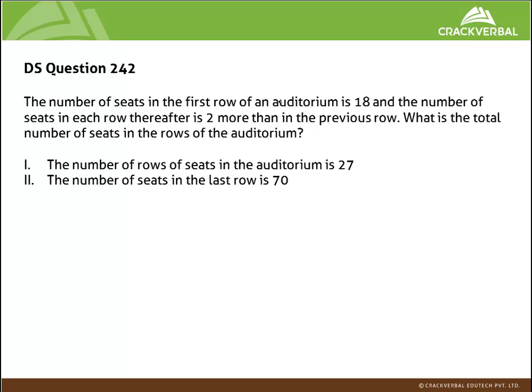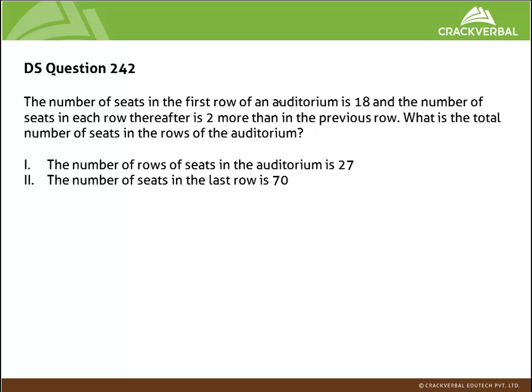Data sufficiency, question 242. The number of seats in the first row of an auditorium is 18, and the number of seats in each row thereafter is 2 more than in the previous row. What is the total number of seats in the rows of the auditorium?